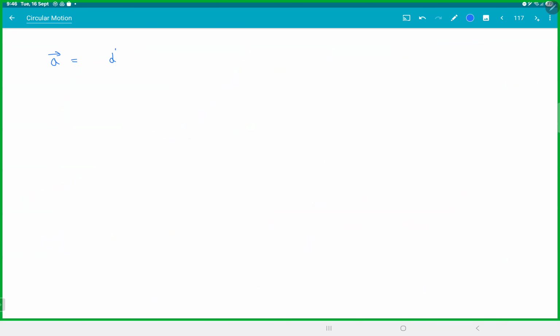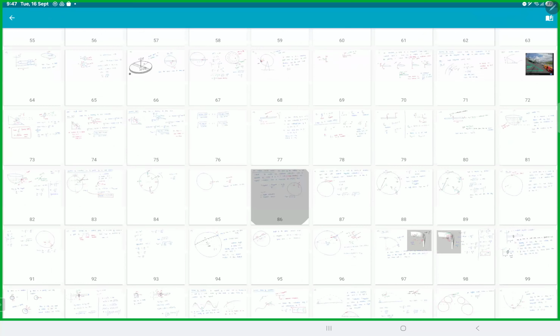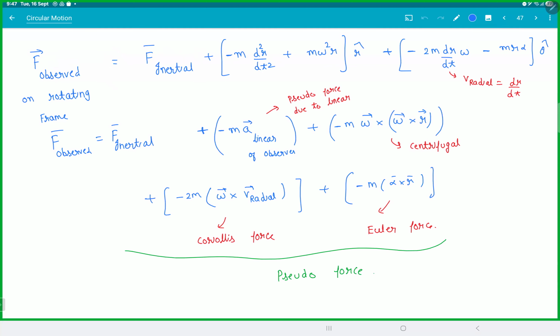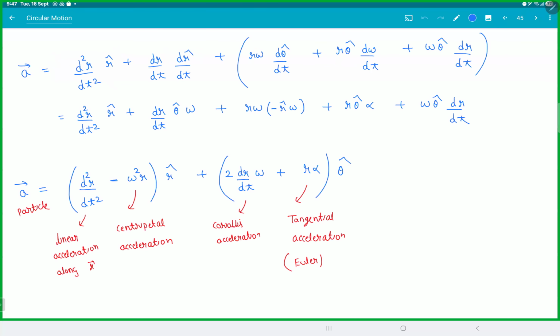So acceleration was d square r by dt square minus omega square r, in the r cap direction. This was your radial acceleration. Then r alpha plus 2 v radial omega in the theta cap direction. This we derived at page 45.